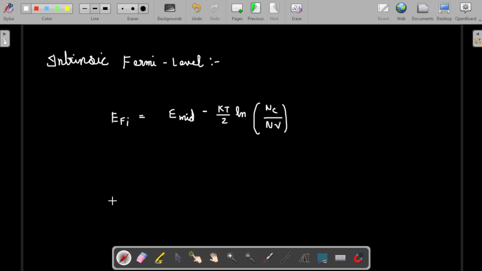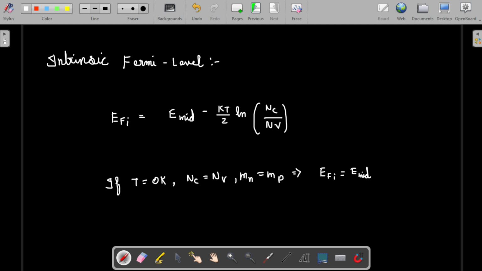This is the intrinsic Fermi level. We have seen that most of the time the intrinsic Fermi level will lie at the mid. So the intrinsic Fermi level will lie at the mid of the band if T is equal to 0 Kelvin, NC is equal to NV, or M, the effective mass of electron and hole are equal. Then we will get into the state that EFI will be equal to E mid.